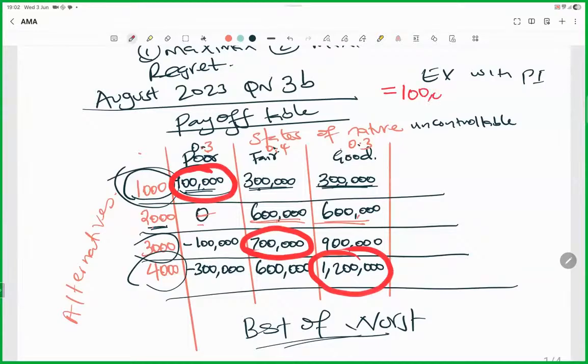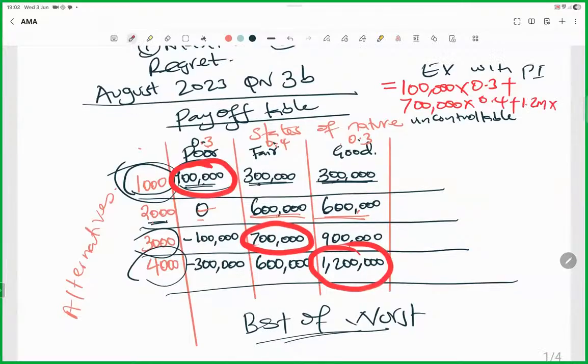The first one is 100,000 times the probability, which is 0.3, plus 700,000 times 0.4, plus 1.2 million times 0.3. That gives EV with the PI, 670,000. So what have you understood from this thing of EV with the PI in your own mother tongue?